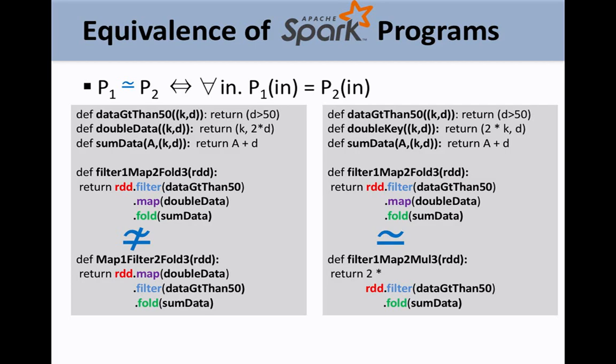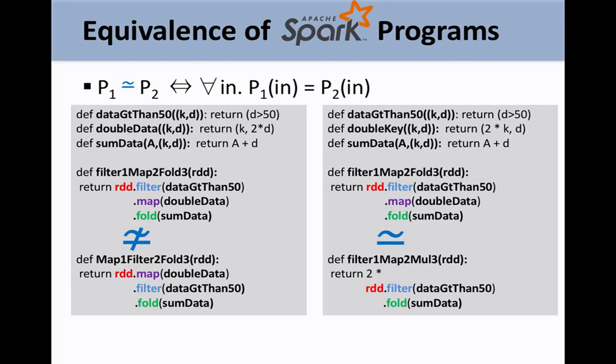On the other hand, if we write a program where we first filter the data, then we double it, and then we fold it, basically we sum all the data and produce a result, the result is equivalent to a more optimized program where instead of multiplying every element in the data by two, we filter the data, make the summation, and then double the result.